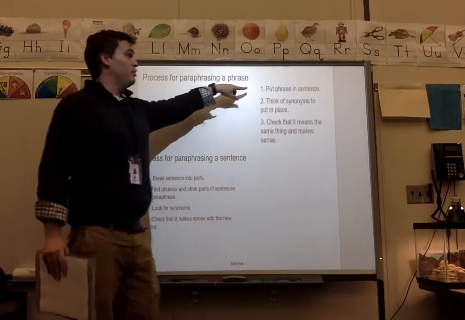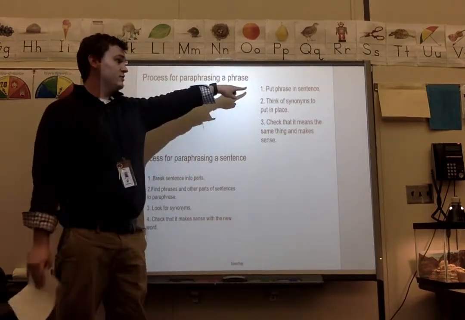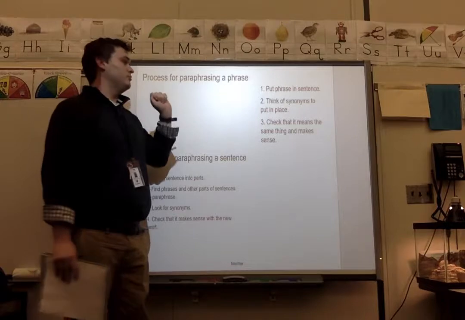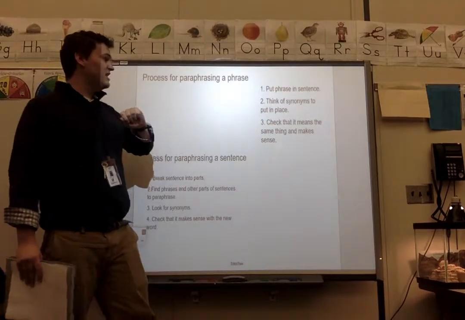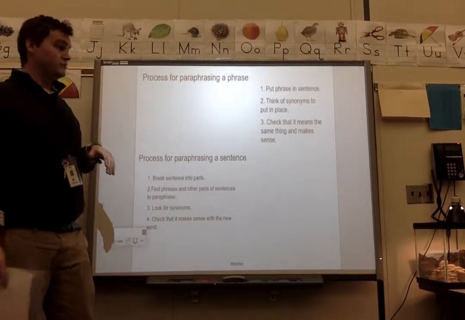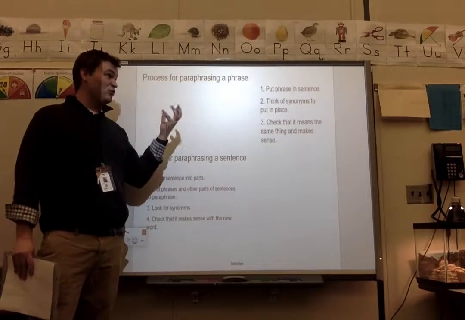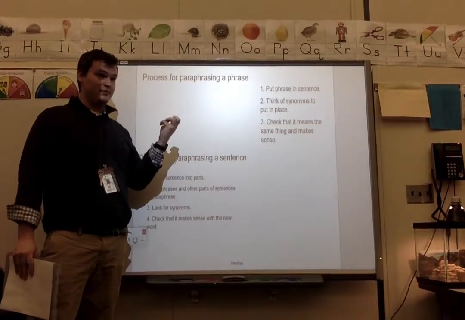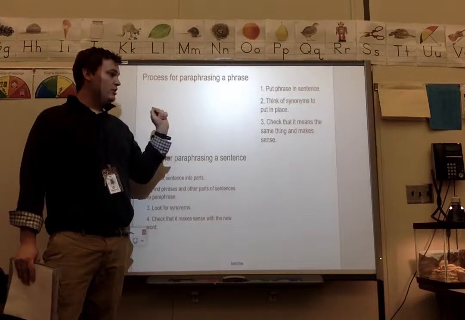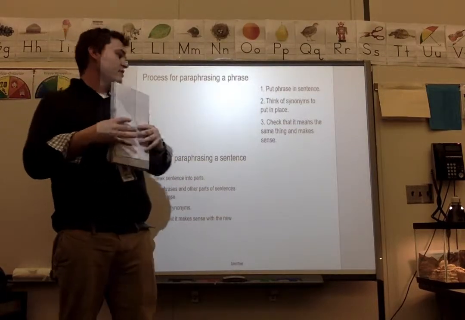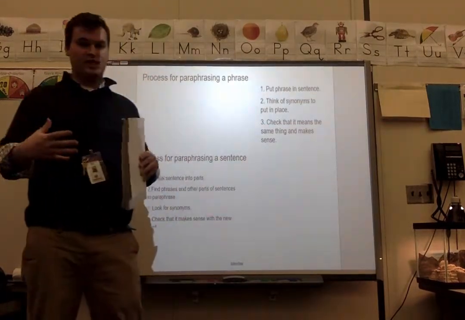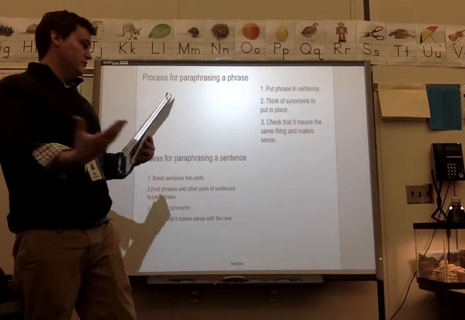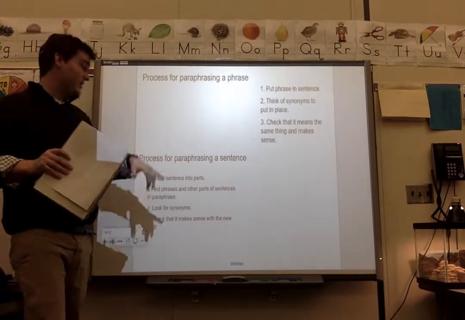Here is our process for paraphrasing a phrase. Our first thing is we've got to put the phrase in a sentence. So what are we going to do first? Put the phrase in a sentence. Beautiful. Then we're going to think of synonyms to put in place. So synonyms, remember, those are those words that are similar. They're the same. Okay? And then we're going to check that it makes sense and that things are the same. So when I'm paraphrasing, I'm going to make sure that it is making sense. So I'm not going to put in a word that wouldn't make any sense with it.